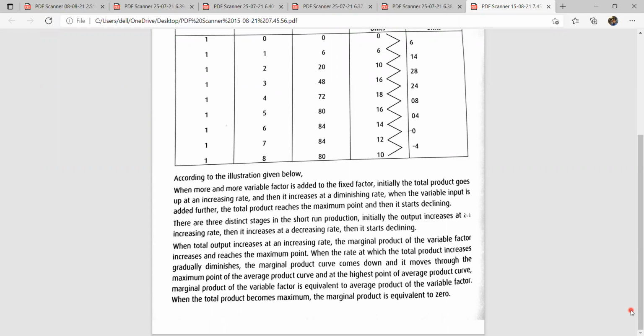When total output increases at an increasing rate, the marginal product of the variable factor increases and reaches a maximum point when the rate at which total product increases gradually diminishes. The marginal product curve comes down and moves through the maximum point of the average product curve. At the highest point of the average product curve, average product and marginal product of the variable factor are equivalent. When the total product becomes maximum, the marginal product is equal to 0.